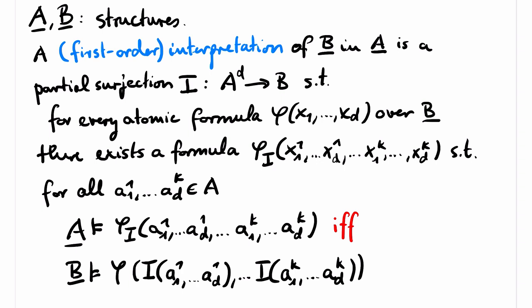Note that we require the existence of such a formula phi_I for all atomic formulas phi over B. In particular for the atomic formula x equals y. This will be important, as we will see later. Let's have a look how this definition captures the examples that we have seen earlier.